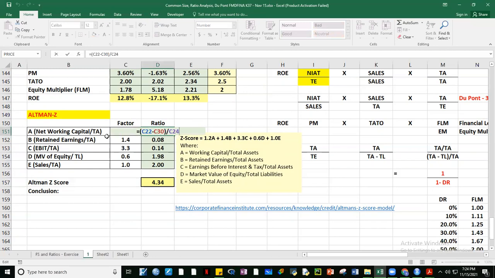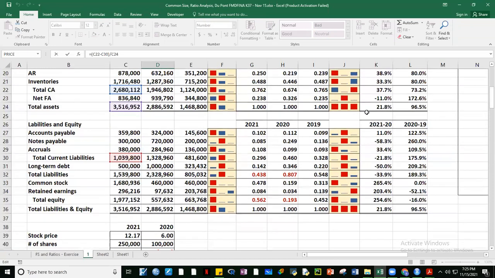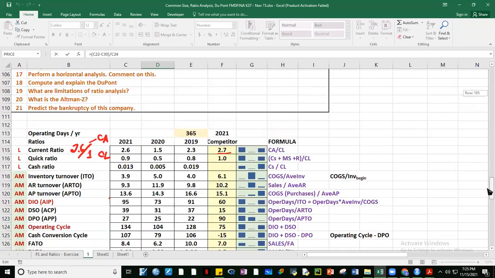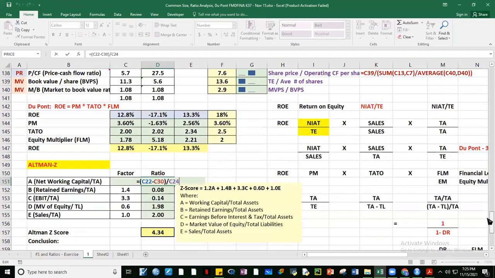Okay, so net working capital is your current assets minus your current liabilities. So itong C22 na yan guys, that's your total current assets. Okay tayo. Yan, total current assets minus our total current liabilities. Okay? So that's your numerator, no? Your net working capital, and then divide natin sa total assets. Okay, so alam natin total assets na, no? Okay? So enter. So this ratio is 0.47.